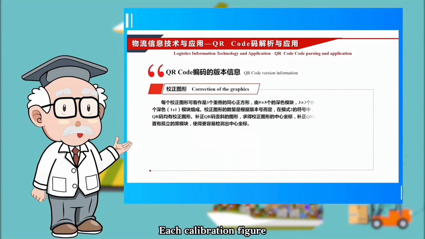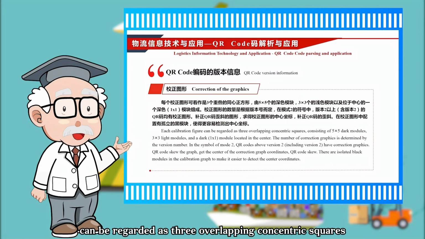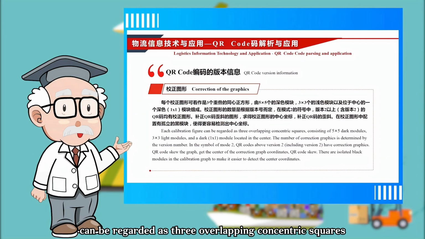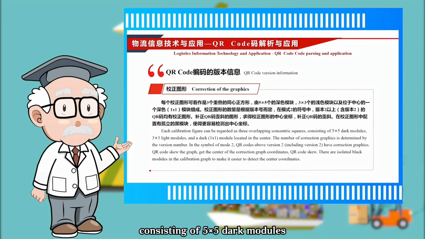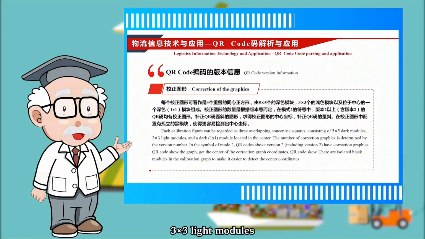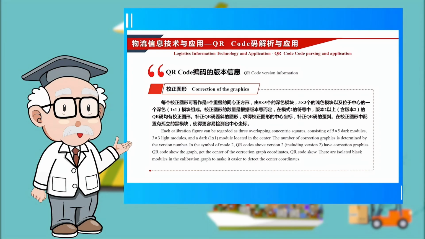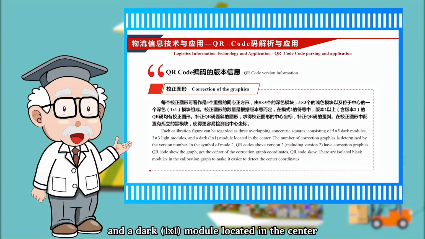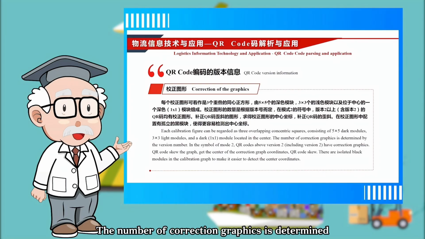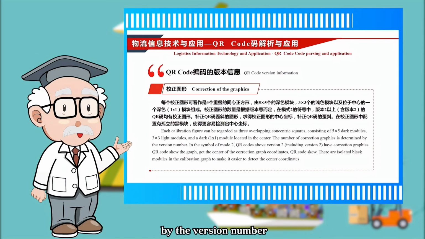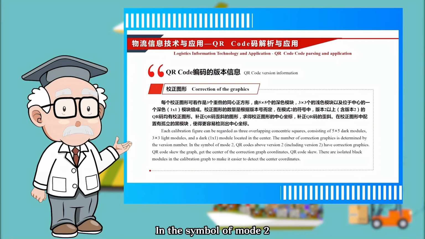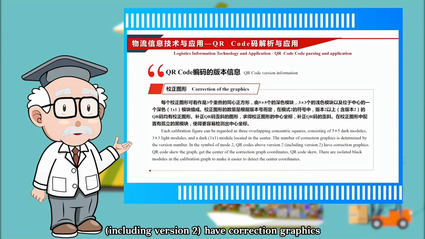Alignment pattern. Each calibration figure can be regarded as 3 overlapping concentric squares, consisting of 5 by 5 dark modules, 3 by 3 light modules, and a dark 1 by 1 module located in the center. The number of correction graphics is determined by the version number. In the symbol of Mode 2, QR codes of version 2 and above have correction graphics.